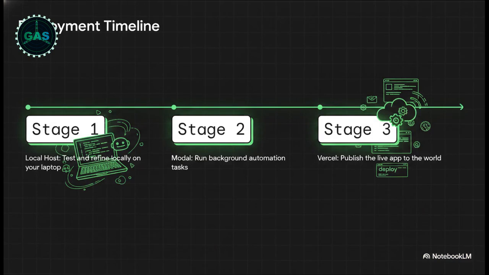So your project is going to mature in 3 distinct stages. It almost always starts out safely on your localhost, running directly on your laptop while you test and refine it. From there, you'll likely move background automation tasks to a platform like Modal. And then finally, when you want the world or your clients to actually interact with the front-end interface, you publish it live on a hosting platform like Vercel. And the crazy part? You can do that with just a simple command to your AI agent.